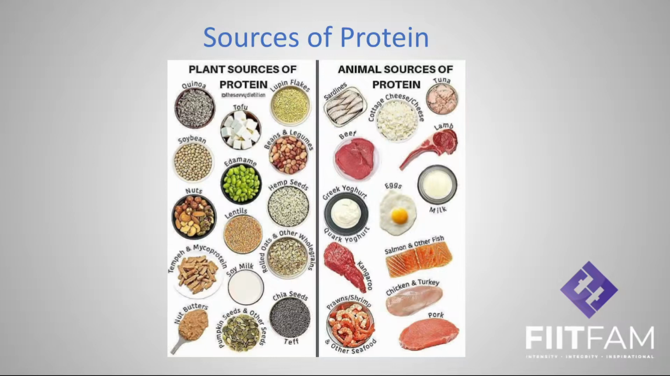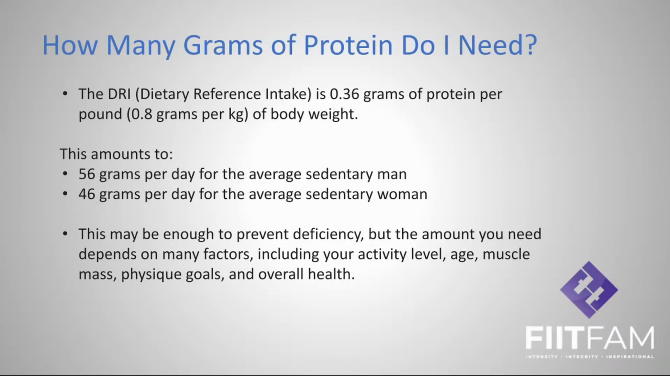So, how many grams of protein do I need? The DRI, dietary reference intake, is 0.36 grams of protein per pound of body weight. This amounts to 56 grams per day for the average sedentary man and 46 grams per day for the average sedentary woman. But of course, this is absolutely personal to you individually. This may be enough to prevent deficiency, but the amount you need depends on many factors, including your activity level, age, muscle mass, physical goals, and overall health.